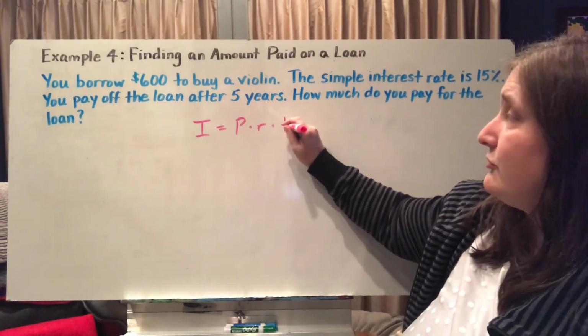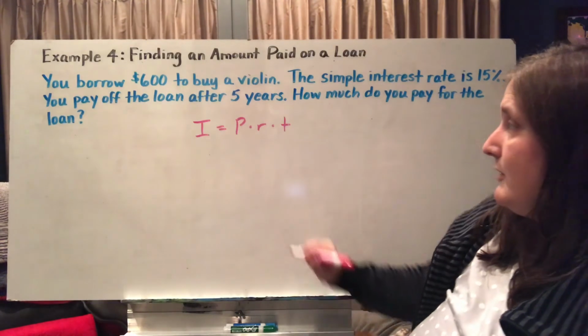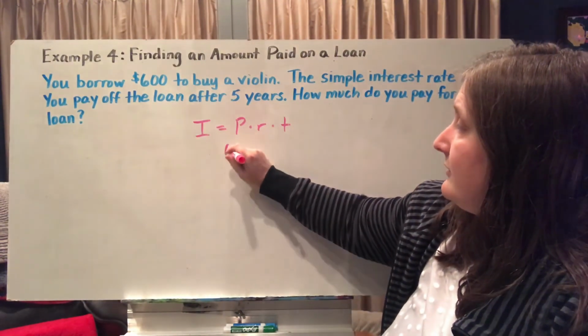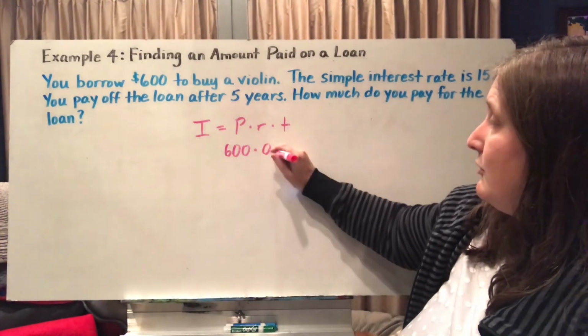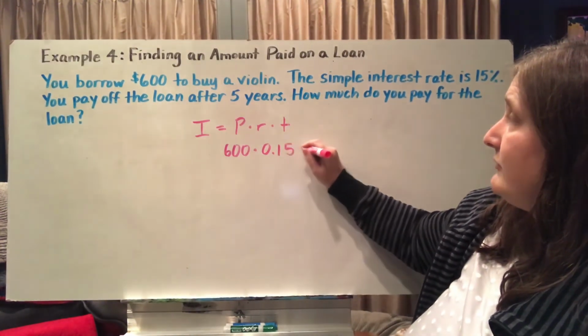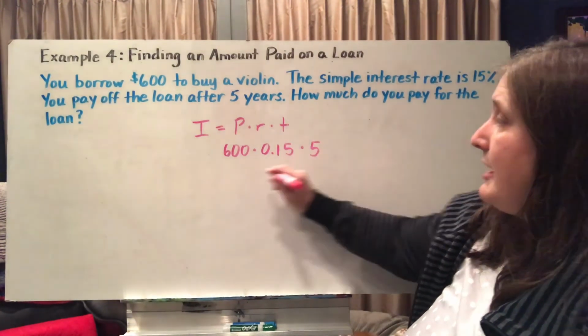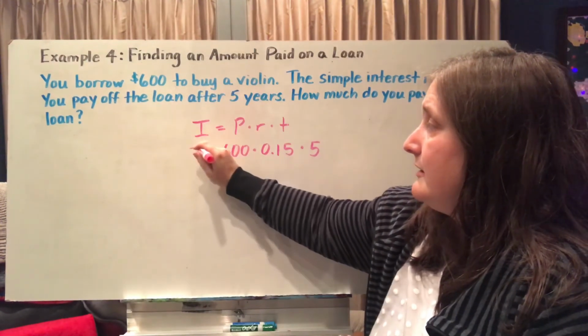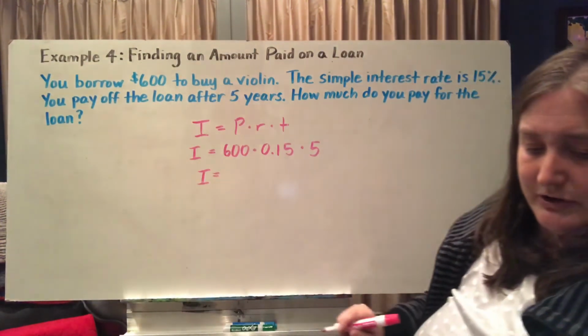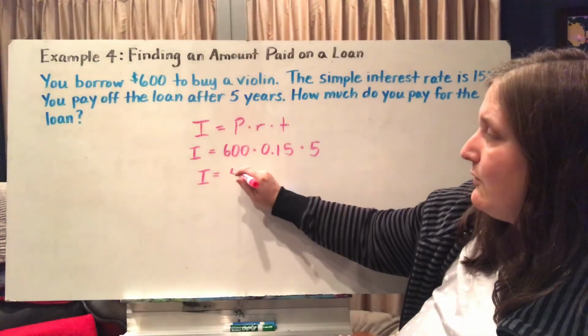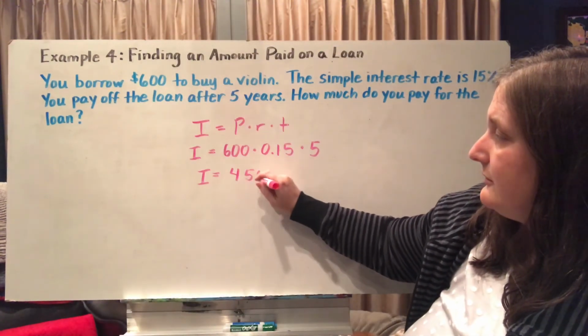Now notice that the interest rate is much higher when you're the borrower. So $600, your rate is 15%, or 0.15, and it's going to take you 5 years to pay off this loan for your violin. So if I multiply all of those, I get for my interest here, it's going to be $450.